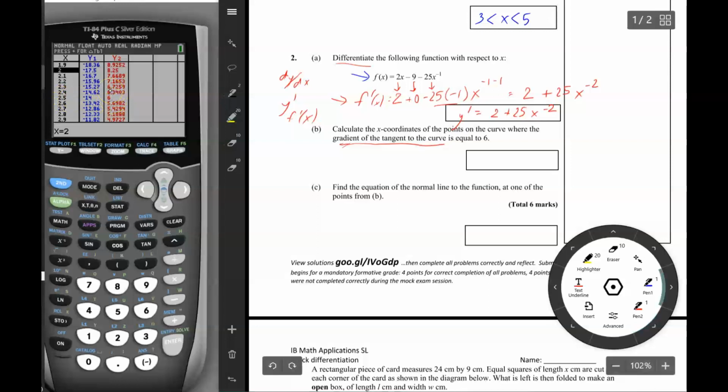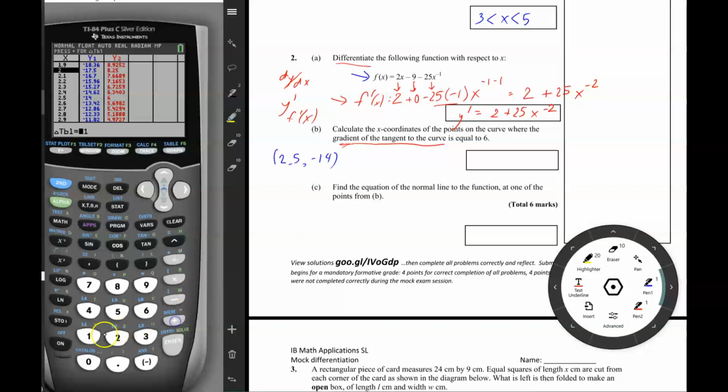At what point? So one of the points is going to be 2.5, comma, negative 14, right? 2.5, comma, negative 14 is one of the points. It says points of the curve, which makes me think there are more points. I'm going to go back to jumping by 1s, and then I'm going to look for another place.